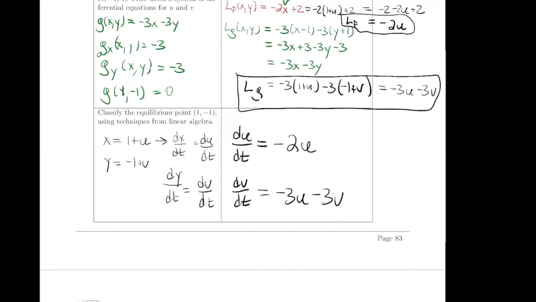And so in case you're kind of curious, this material is in chapter 2. This is like section 1 of chapter 2.